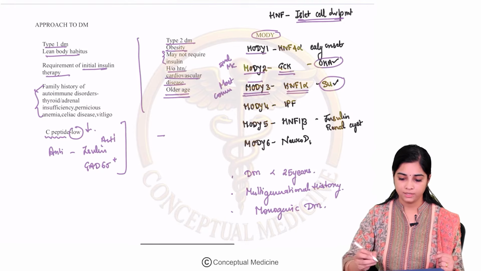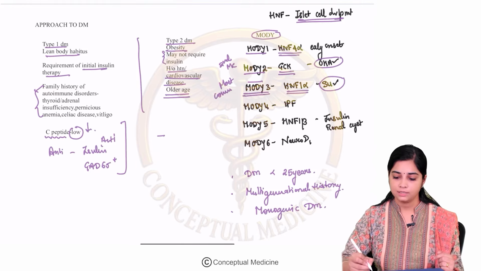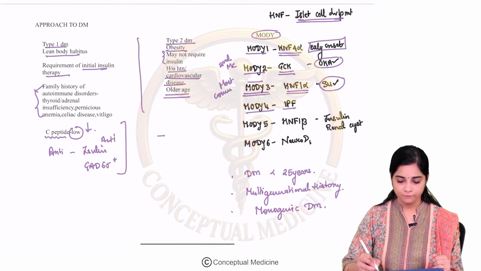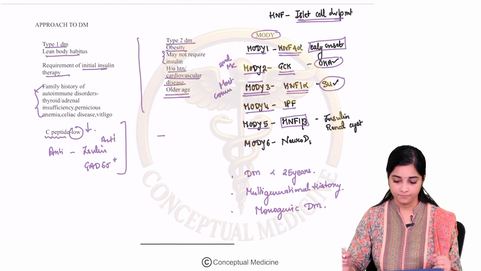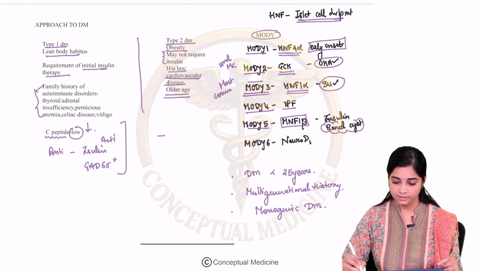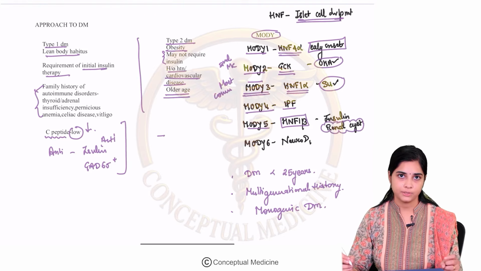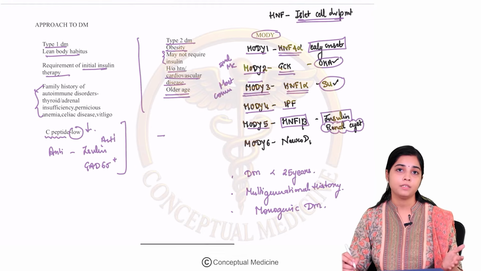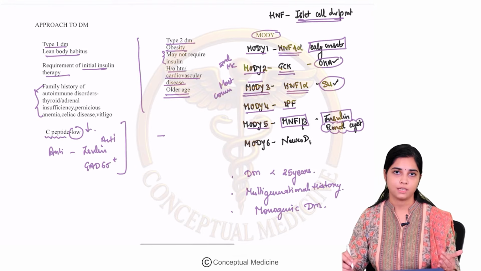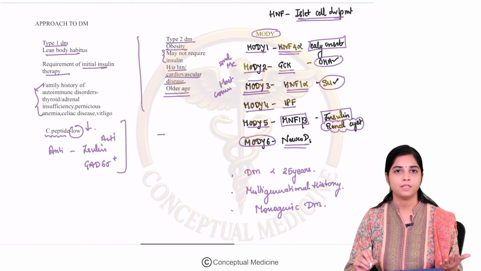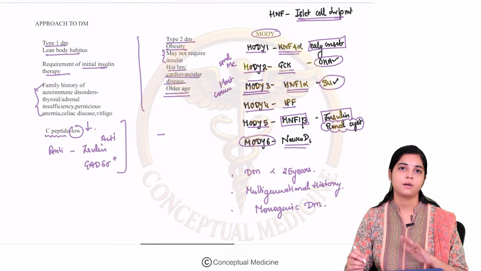Then MODY type 1 is due to deficiency of HNF4 alpha. This is associated with a very early onset diabetes. Then MODY type 4 is IPF, MODY type 5 is HNF1 beta. The characteristic feature of MODY type 5 is that it has associations with renal cysts, and end-stage renal failure risk is also high, and it is highly insulin dependent. So depending on which type of MODY you have, you may be insulin dependent or you may be sulfonylurea responsive. MODY type 6 is due to a problem with your NeuroD1 gene, and it has a lot of CNS manifestations as well. Clear? So this is about your MODY.